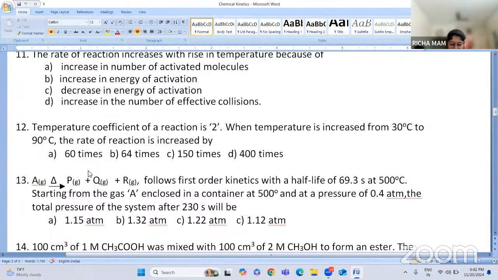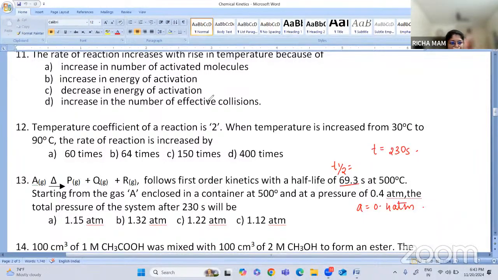First, you have to mention what all things are given. Let us see what we have mentioned here. First one is T half, that is the half life, which is 69.3 seconds. And the time t is given, that is 230 seconds. And the pressure is given, which is 0.4 atm.